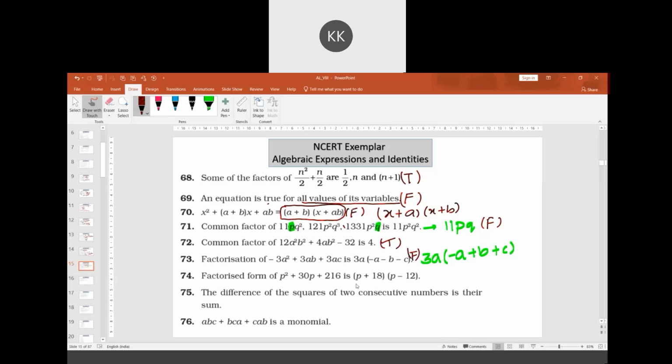False. This one is false, because minus 12 into plus 18 is equal to minus 216. The product doesn't match, it must be negative. When we do this, actually we get 6p. When P is multiplied, we get P square, and minus into plus gives minus 216. It is false.